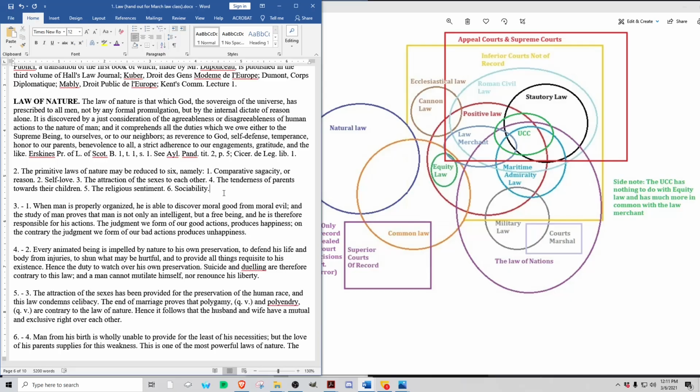Okay, number 3, when man is properly organized, he is able to discover moral good from moral evil. And the study of man proves that man is not only intelligent, but a free being, and he is therefore responsible for his actions. Okay, the aspect of being responsible for your actions, that means you've come of full age, right? Under the common law, if you've come of full age, have been found to be living, that you put yourself right here, well, maybe right here a little bit from the standpoint of you want to be equitable to other people around you.